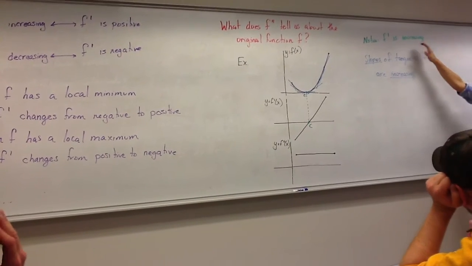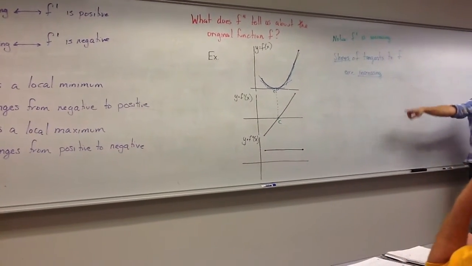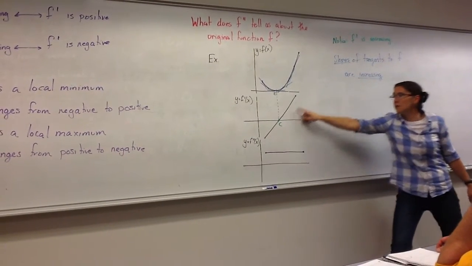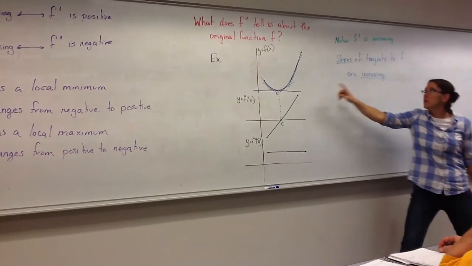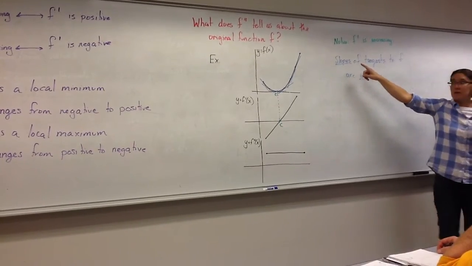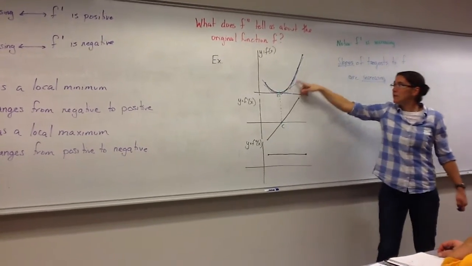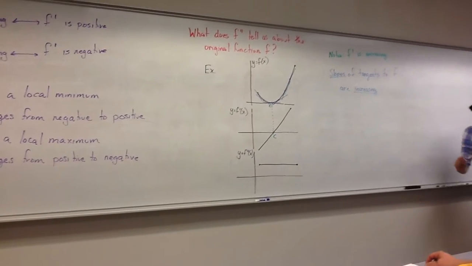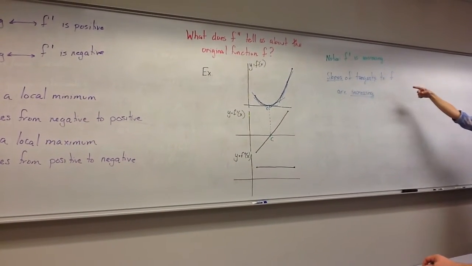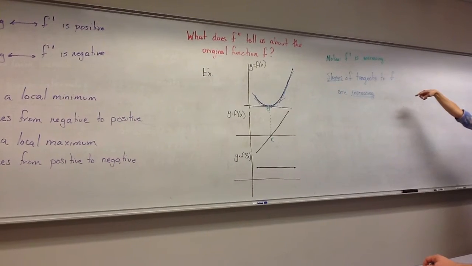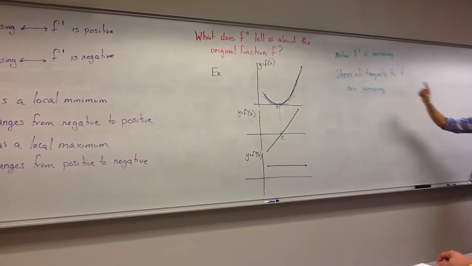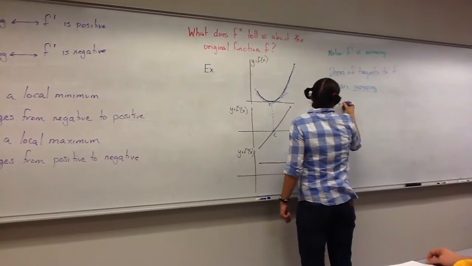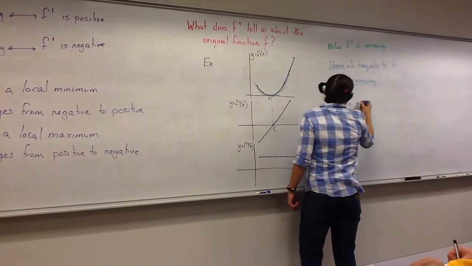Okay, so take a look at what we have drawn here. F prime is increasing. From left to right, f prime is going uphill. The slopes of the tangent lines on the original function are increasing. F prime is the slope of the tangent, so it makes sense that both of those will be increasing together. When those things are happening, f double prime is positive.